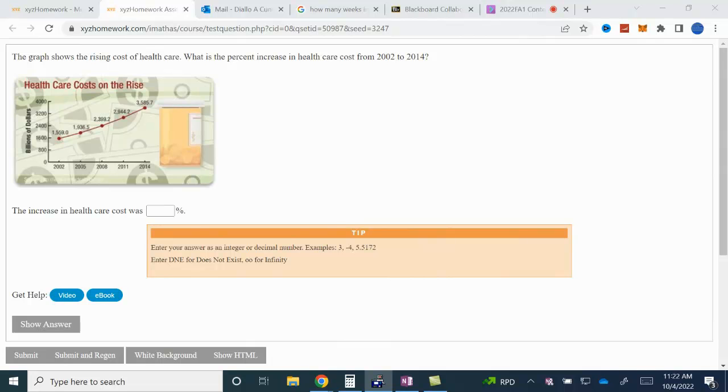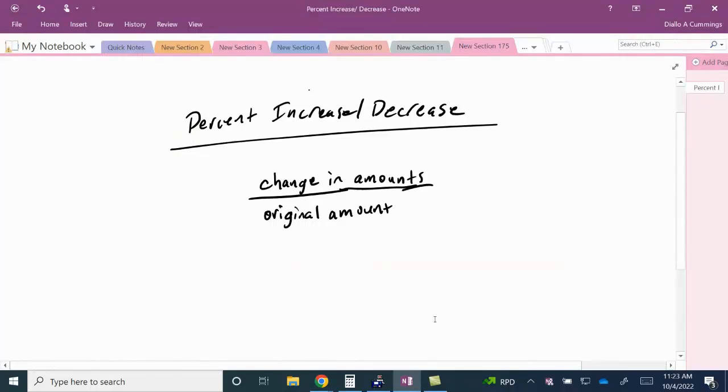We're given the problem. It says the graph shows the rising cost of healthcare. What is the percent increase in healthcare costs from 2002 to 2014? Before we begin to answer the problem, let's take a look at percent increase or percent decrease.